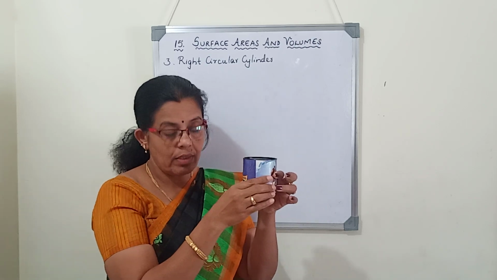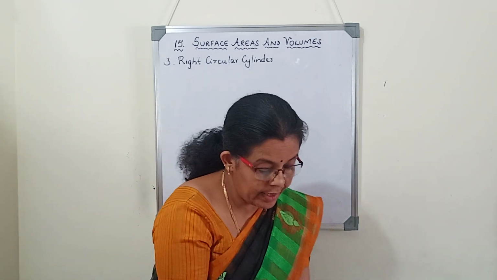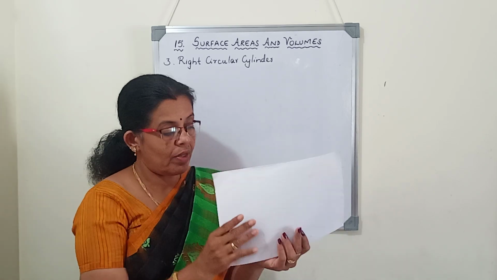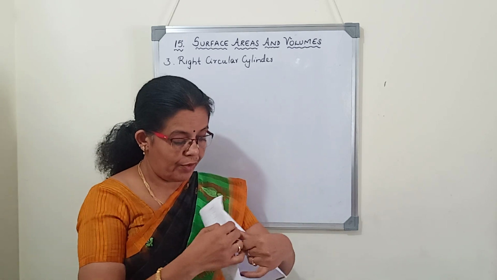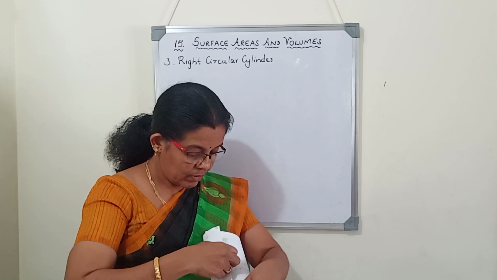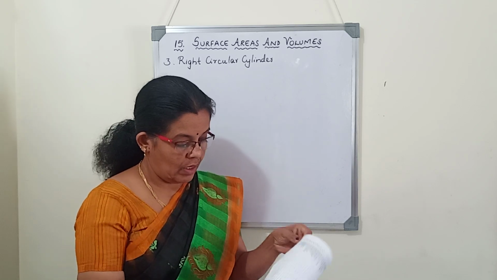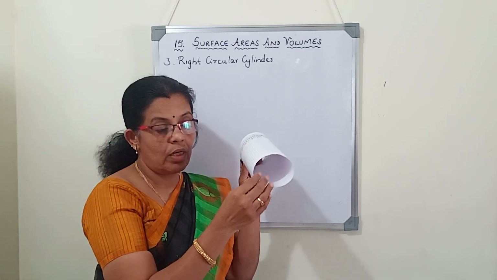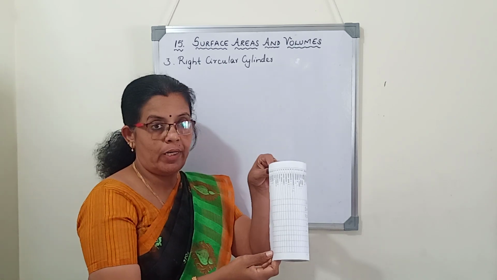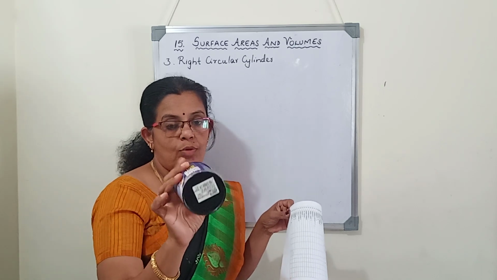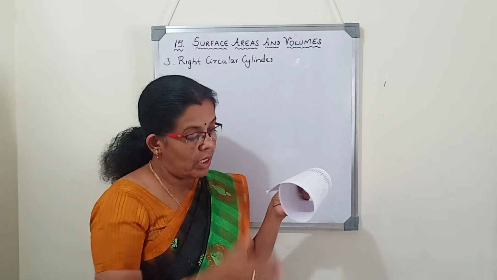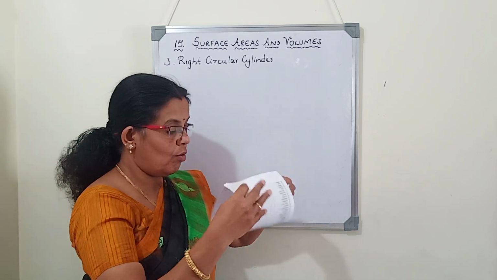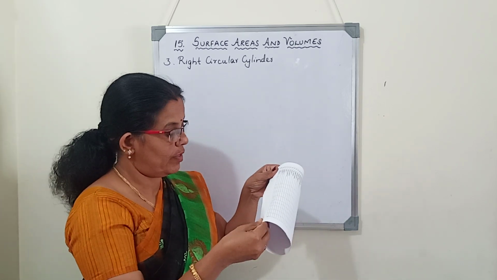Now to find the CSA of a cylinder, say I have taken a sheet of paper. See, this is rectangle in shape. If I fold this paper, if I roll it like this, we will get the shape of a cylinder. This is a hollow cylinder. Hollow cylinder means both sides will be open. This is a closed cylinder, both sides will be closed. So in this hollow cylinder, this is a rectangular sheet. When I roll or fold it, I get the shape of a cylinder.